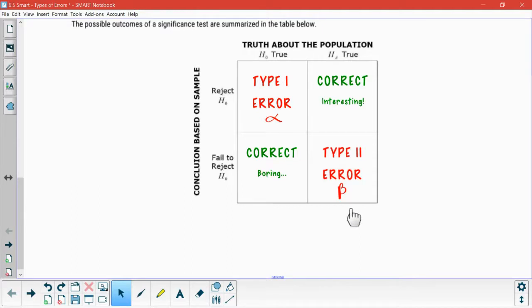Now, one thing I do want to briefly talk about is the concept of power, and the power of a test. Well, the power of a test is the probability of rejecting a false null hypothesis. So that is going to be this square here, and that's going to be 1 minus beta. So that's the probability of me correctly using a significance test to disprove a null hypothesis.